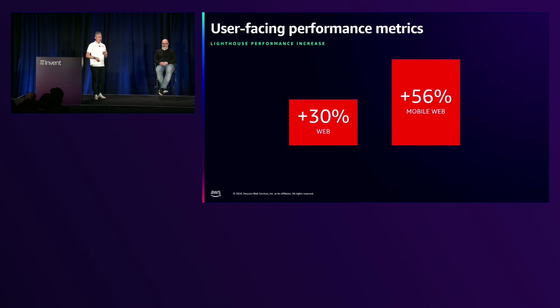User side. This is the Lighthouse performance score increase on web and mobile web, plus 30% on web, plus 56% on mobile web. Massive. I'll give you more details, a breakdown actually, of this performance increase later.